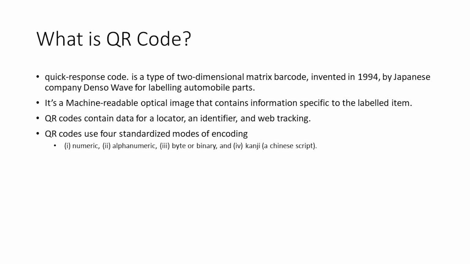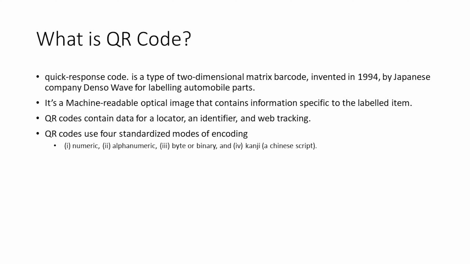What is a QR code? QR code stands for Quick Response Code, and it is one of the most commonly used types of two-dimensional matrix barcodes. The QR code was invented by a company called Wave for labeling automobile parts. A QR code is a machine-readable optical image that contains information about the item it represents. When generating a QR code, it can contain data for location, identification, and web tracking.